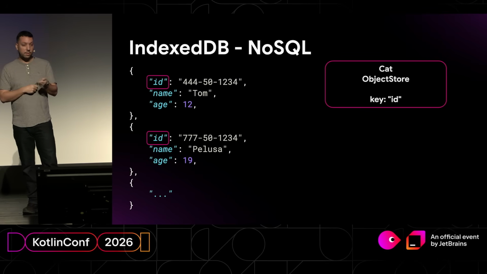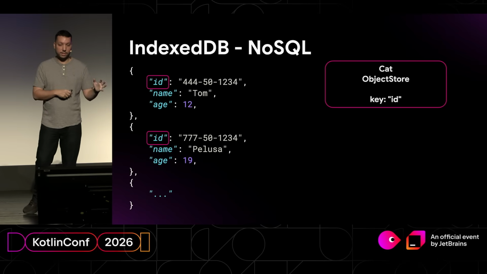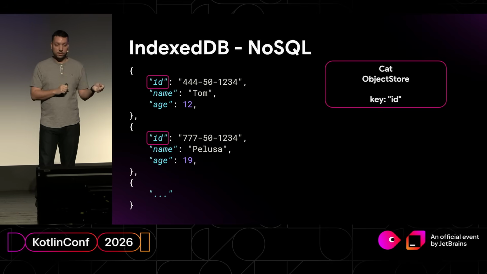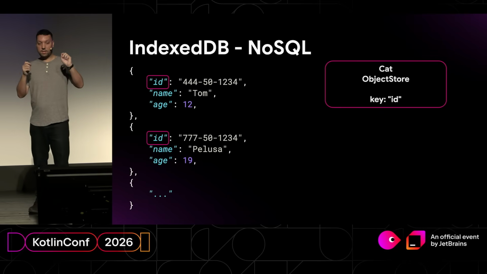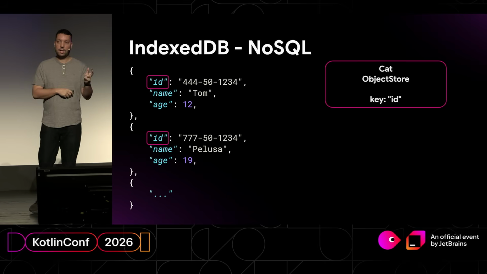If you're familiar with relational databases, you might not be familiar with NoSQL, but I'll try to briefly explain it. Imagine we're storing information about cats. Here we have 2 cats, Tom and Pelusa. They're my kitties. And they have an ID, a name, and an age. You create an object store, but one important thing is you have to create a key on one of the properties. And in this case, I use ID. And what this basically means is I can get all the objects at once, or I can get a specific one based on that exact match.